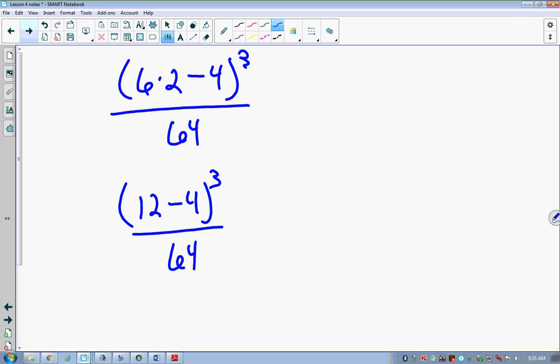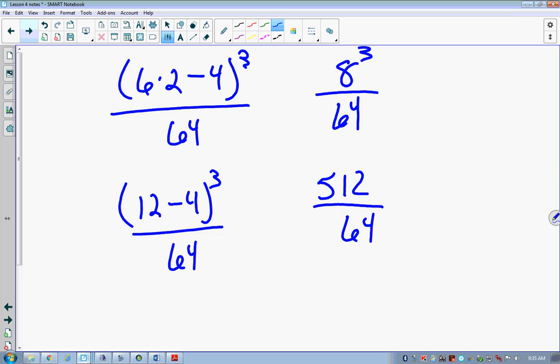Okay, next is subtract. Okay, so she says subtract 12 and 4, and that's going to give me what? 8. Okay, so now we have 8 cubed over 64. So we have to find out what 8 times 8 times 8 is. Well, we know 8 times 8 is 64. 64 times 8 is something bigger than that. Is it 512? Okay, so we're doing our exponent. So we have 512 over 64. Go ahead, tell me what you got. 8. 8 is my answer.